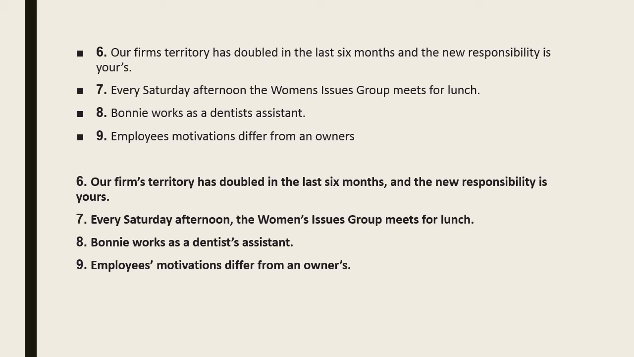Employees' motivations differ from an owner's. Now here we find owner is a singular word and employees is a plural word. And to talk about their possession, in case of owner we use apostrophe and s, but in case of employees we do not use an s along with an apostrophe because there's already an s present in the plural word.